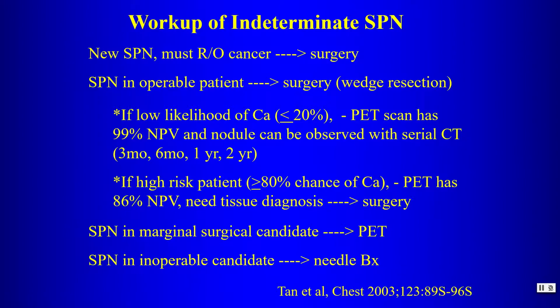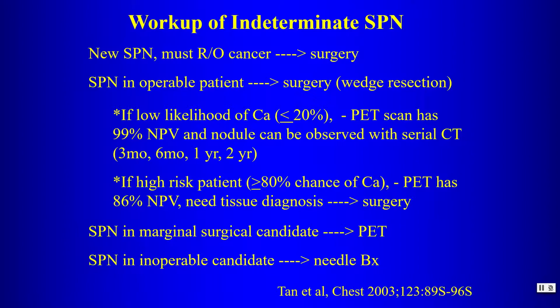So if we have a new solitary pulmonary nodule, so if we have a prior study where there is no nodule, but a new nodule pops up, then we have to rule out cancer. So there you might think about doing surgery. If you have a solitary pulmonary nodule in an operable patient, you can do wedge resection. You have to be careful about your pretest probabilities of cancer.